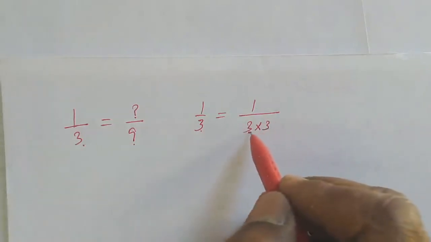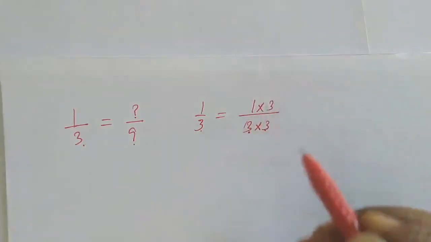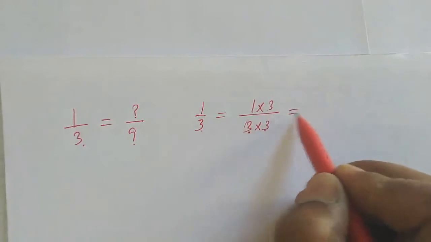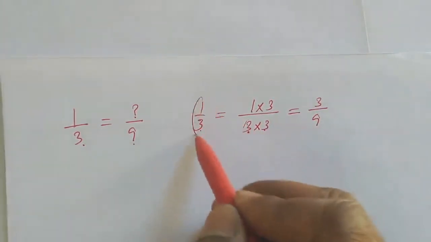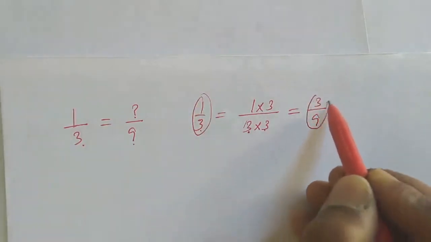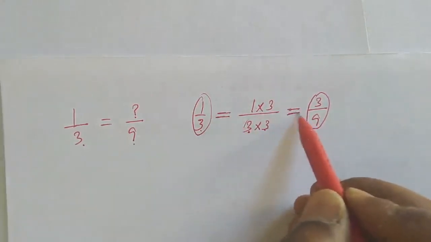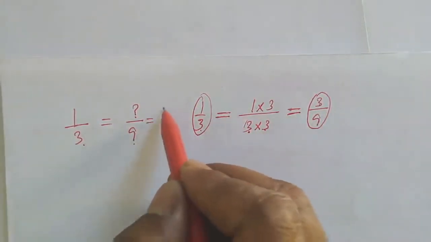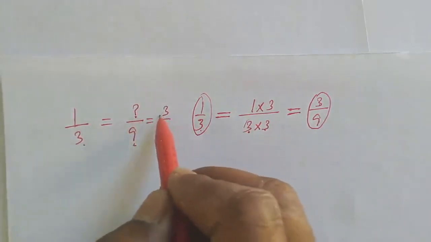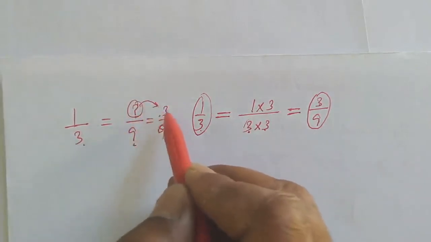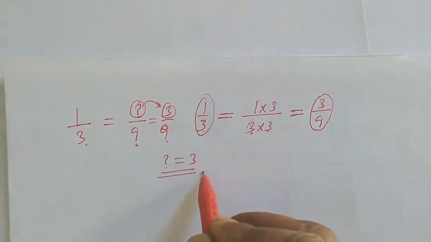But if you are multiplying this denominator by this number, you also have to multiply this numerator by the same number, right? So 1 into 3 and 3 into 3. So this is 3 by 9. So we have converted 1 by 3 into 3 by 9. It means 1 by 3 is equal to 3 by 9. 9, 9. Unknown 3. It means this unknown number is actually 3.